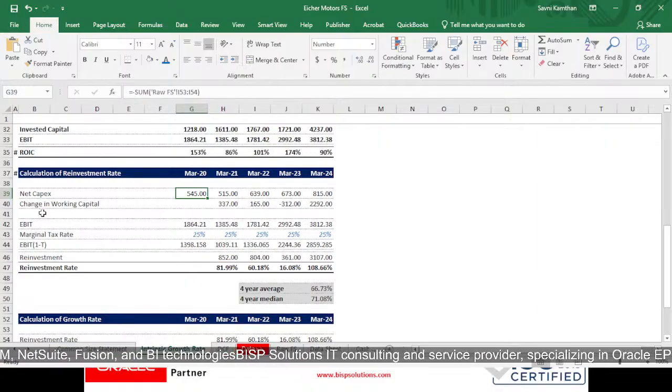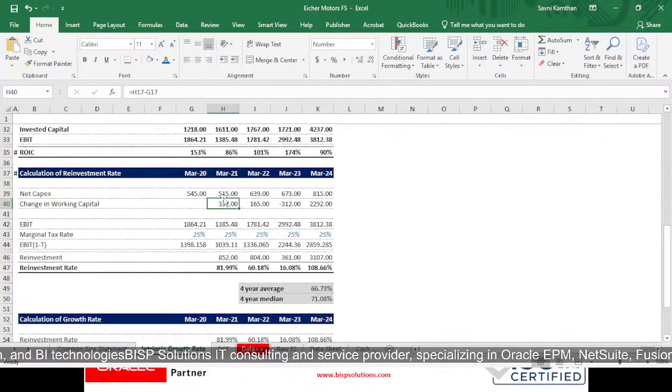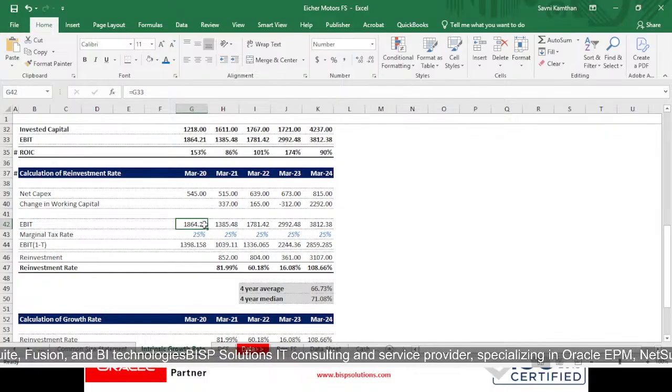Then change in working capital for 2020 is not there, so we have taken it for March 21. So we have deducted 2020's data from 21's data. So we get 337 as our change in working capital, and then we have dragged it till March 24, right? Then EBIT we have calculated as per our above calculation only, we have linked it with that, and then we have dragged it till March 24.